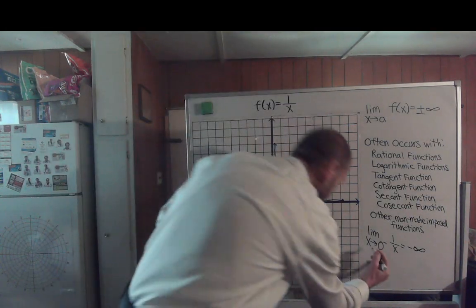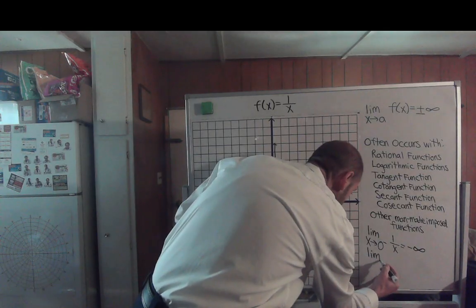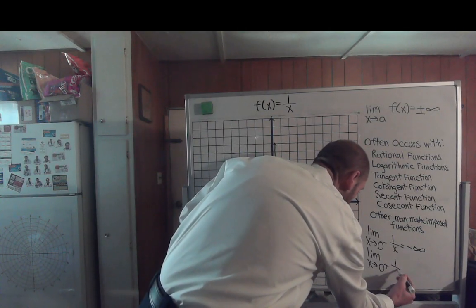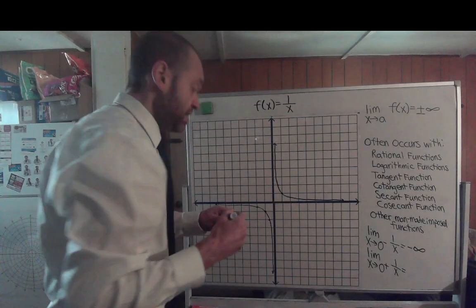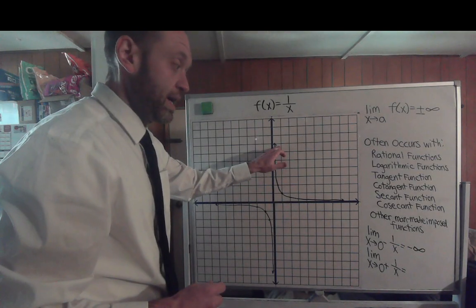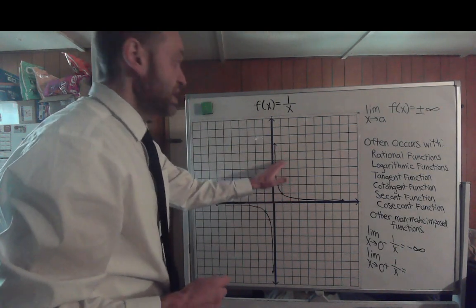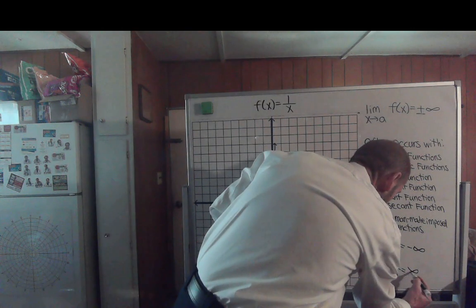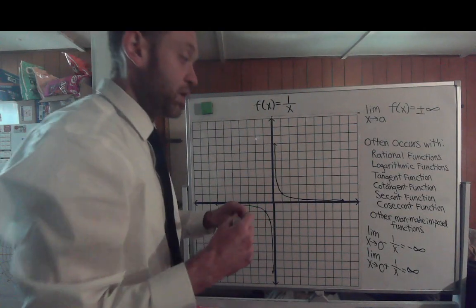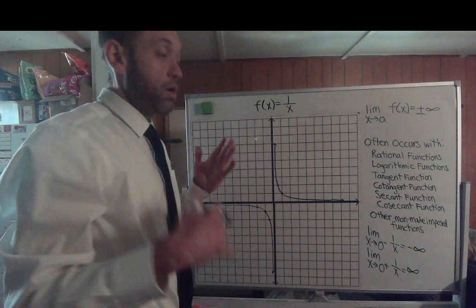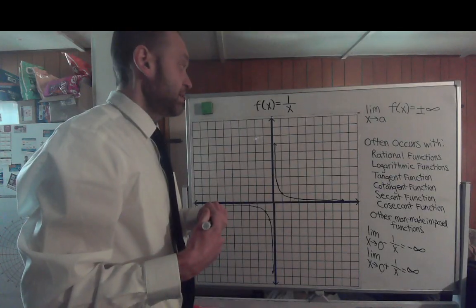Now, what if I did it from the right? So I'll take the limit as x approaches 0 from the right of 1 over x. If I get infinitely closer and closer to x equals 0 from the right, my number is getting bigger and bigger. It's getting more positive. It's getting infinitely positive. So the limit as x approaches 0 from the right of 1 over x is positive infinity.